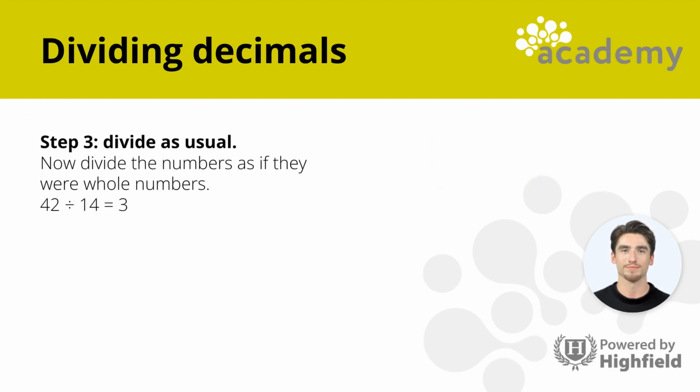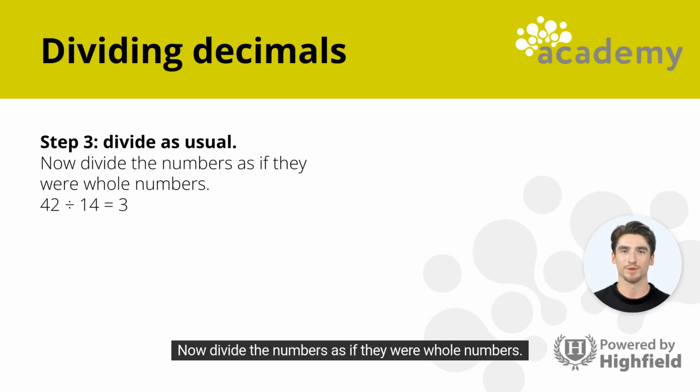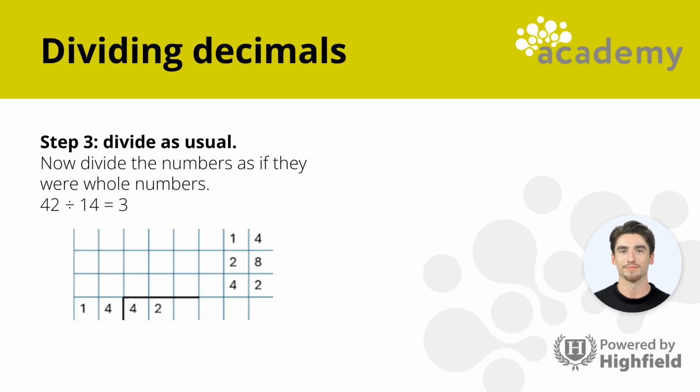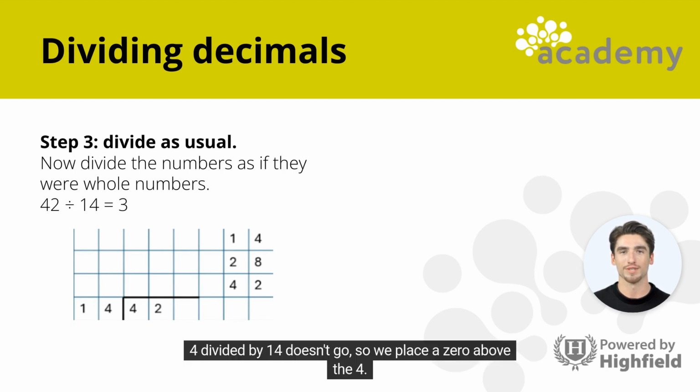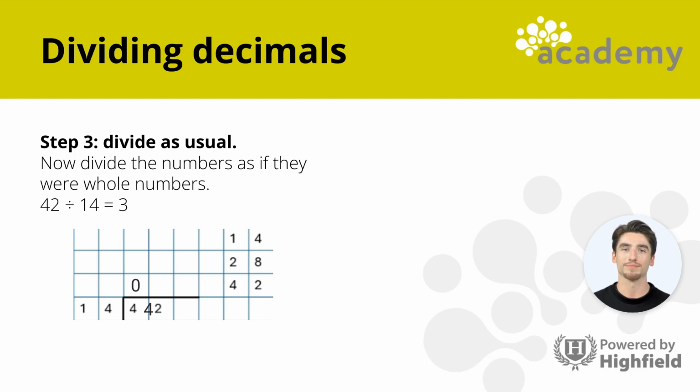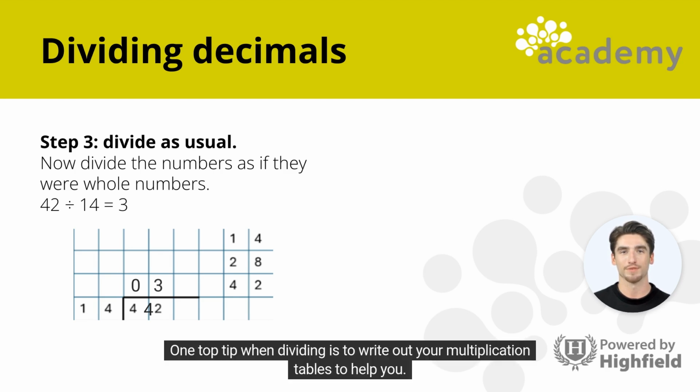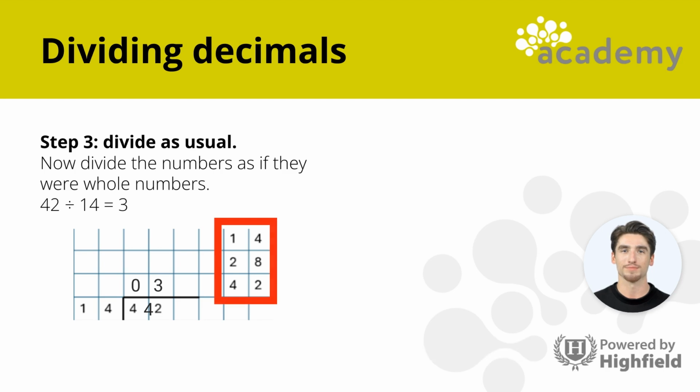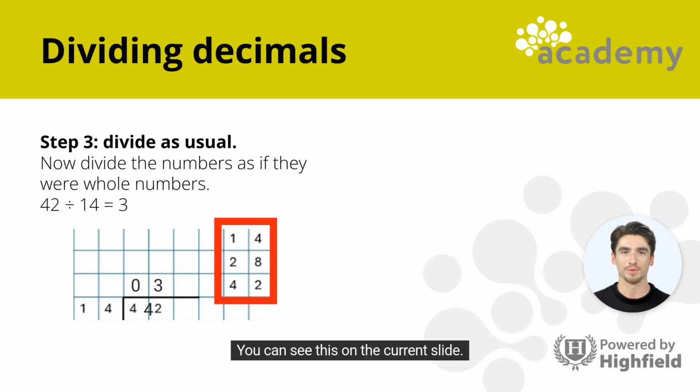Step 3. Divide as usual. Now divide the numbers as if they were whole numbers. For division, we work from left to right. 4 divided by 14 doesn't go, so we place a 0 above the 4. Exchange, or carry, the 4 into the next column, which makes 42. 42 divided by 14 equals 3. Place the 3 above the 2. One top tip when dividing is to write out your multiplication tables to help you. You can see this on the current slide.